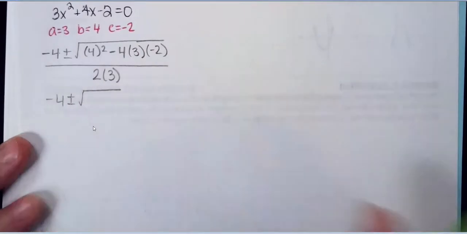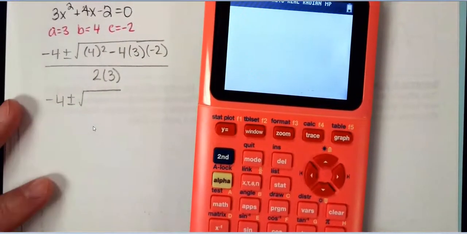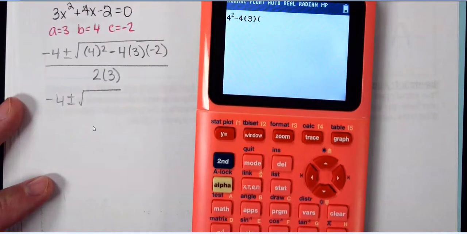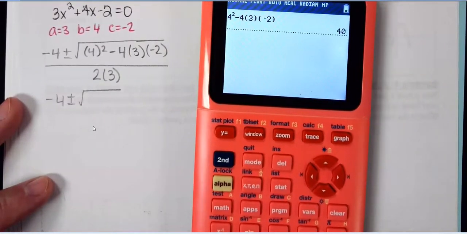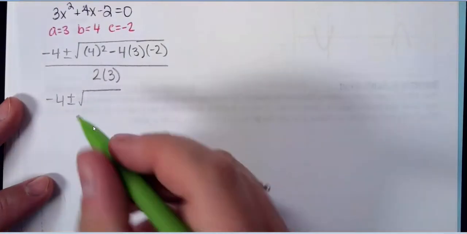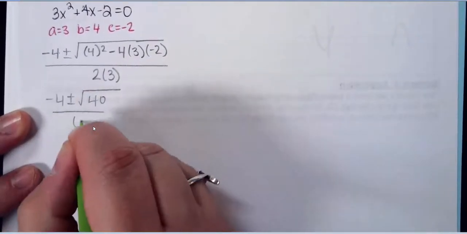Now again, not the square root yet. I'm just going to type what's under the square root on my calculator to help myself a little bit here. So 4 squared minus 4 times 3 times -2, and I got 40. All right, so before we had a perfect square and we had 0. This is not a perfect square. This is all over 6.